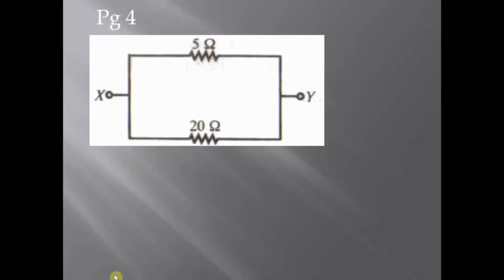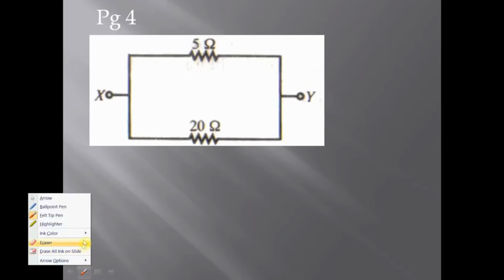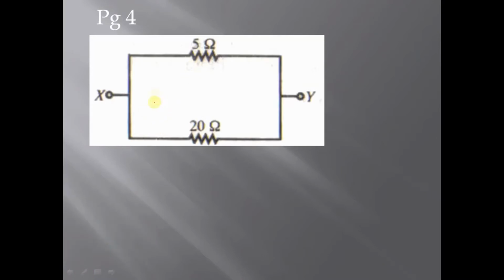Alright, tengok latihan, page yang keempat. Okay, jelas kita nampak ini merupakan satu susunan selari. Okay, parallel. Why I can say that so? Because you can see the wire from here. You got one wire here. There's another wire go this side. So it's a parallel. Kalau parallel circuit, nak dapatkan total resistance, basically is 1 over 5 plus 1 over 20.